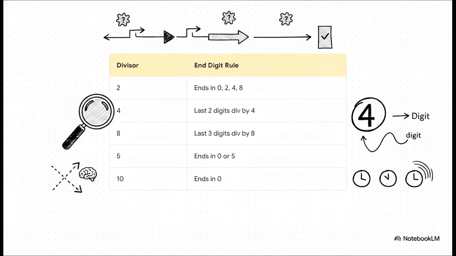Want to know if, say, 8,456,912 is divisible by 4? Just look at the last 2 digits, 12. Since 12 is divisible by 4, the entire 8 million something number is too. No way, right? It's a massive shortcut that saves just an incredible amount of mental energy.